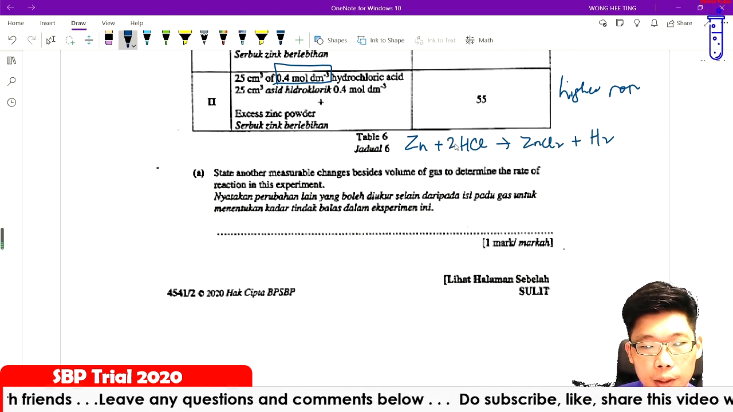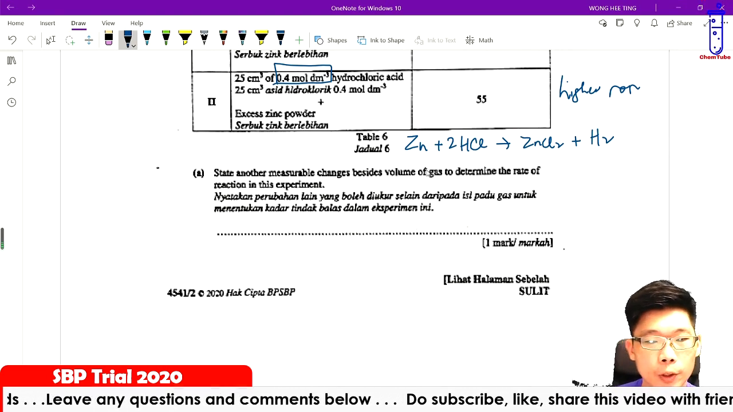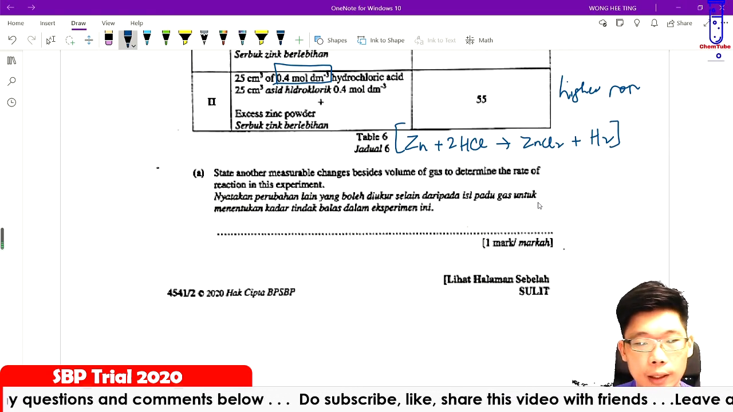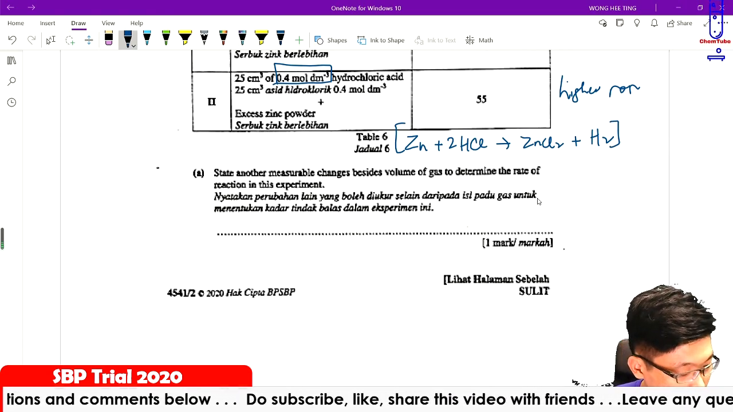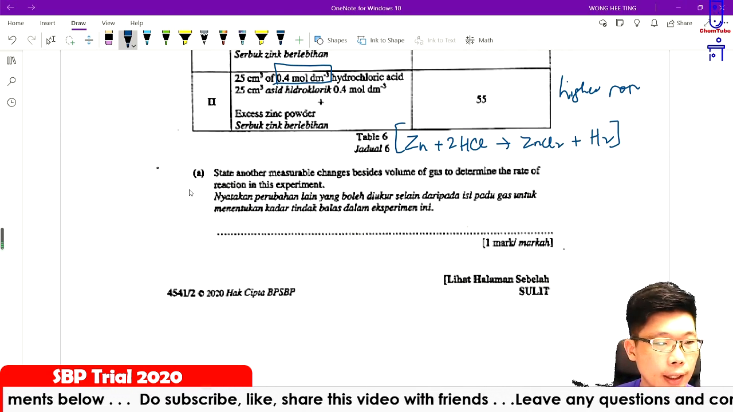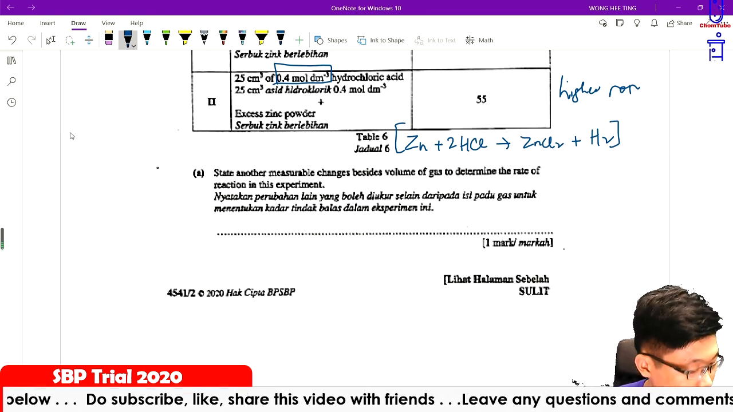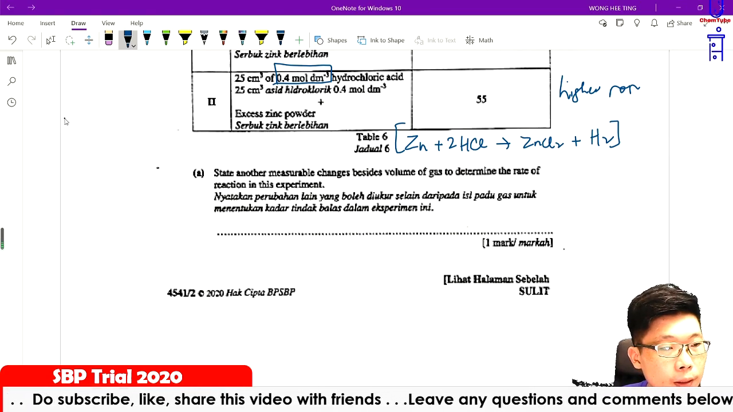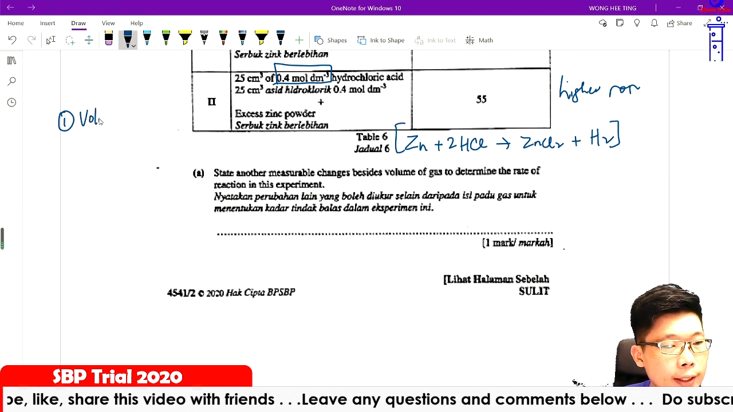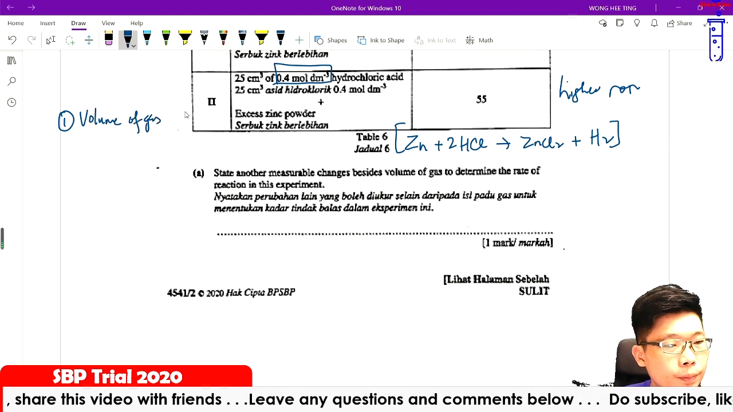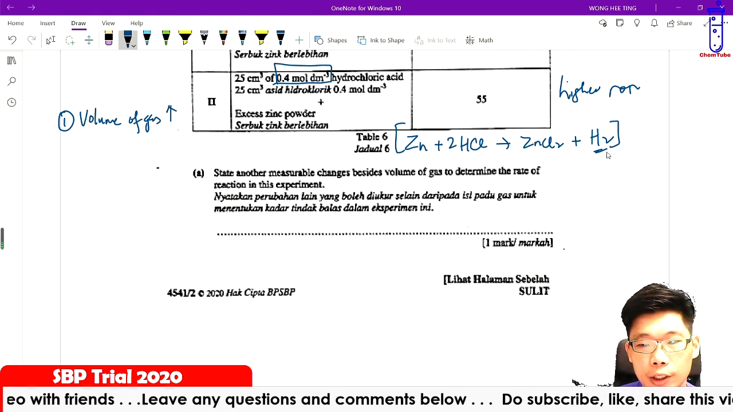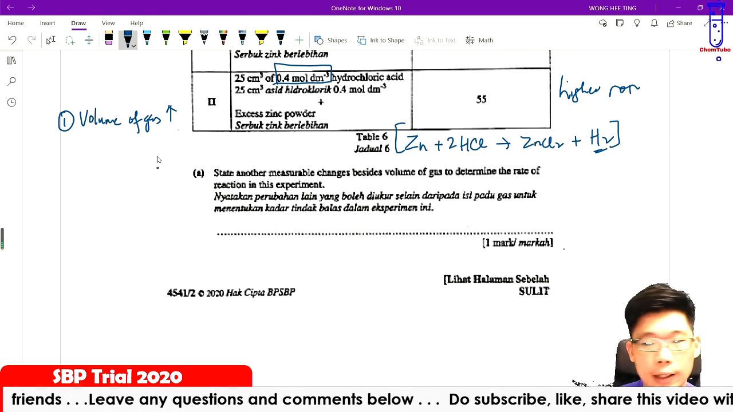So we need to balance the equation. Based on this equation, actually there are four methods we can use to determine the rate of reaction. So we can list them out. Number one, normally the first one is the volume of gas released. For example, in this case it is the release of the hydrogen gas. So over the time we can calculate the rate of reaction.